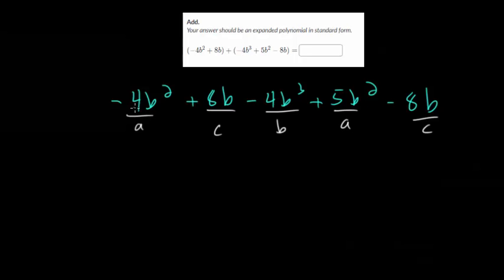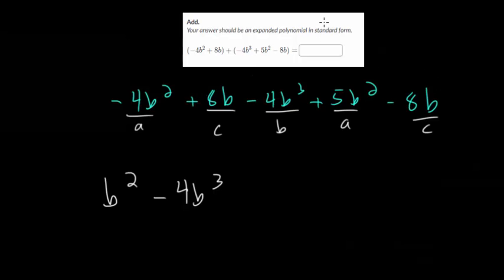So let's combine the a's first. So you have minus 4b squared plus 5b squared. Well, minus 4 plus 5, that's just 1b squared. And then we'll combine the b terms, but there's only one of them. So we're at minus 4b cubed, and then we'll combine the c terms. We have 8b minus 8b, so that's just 0.